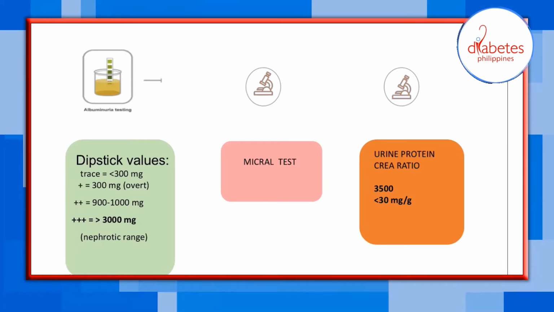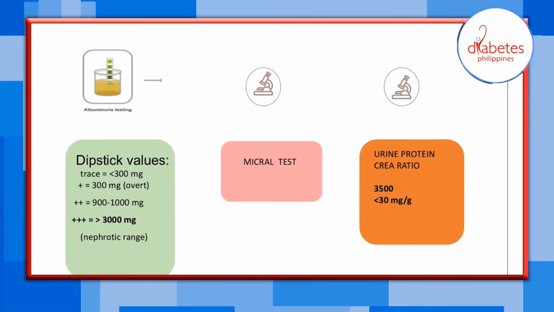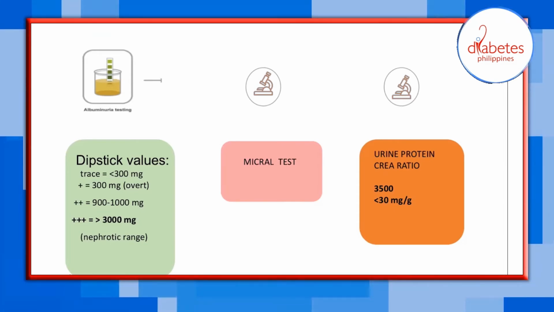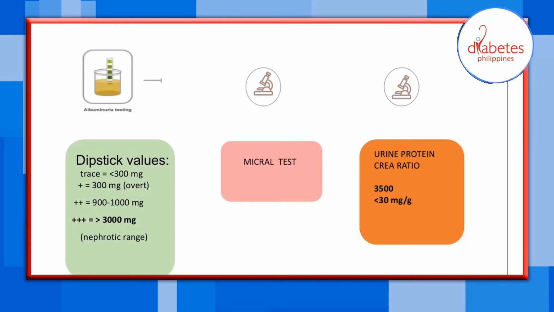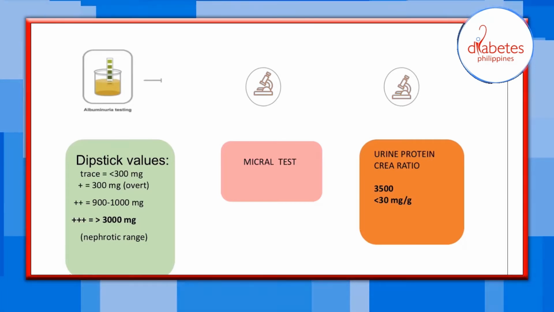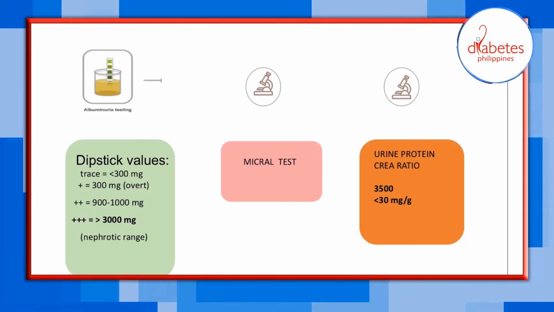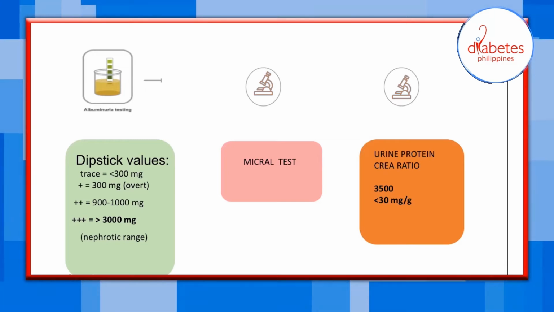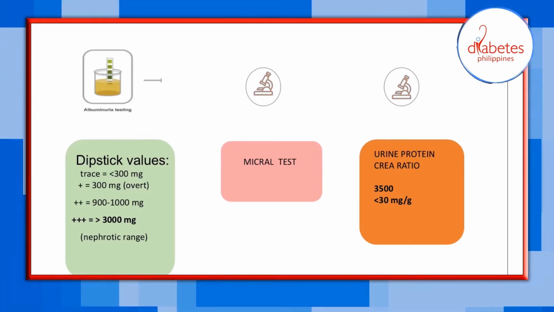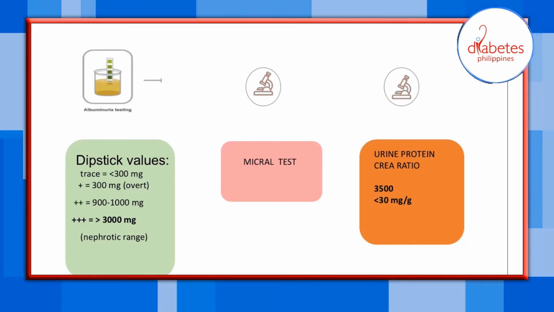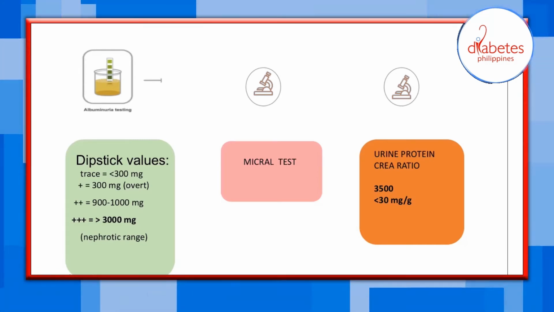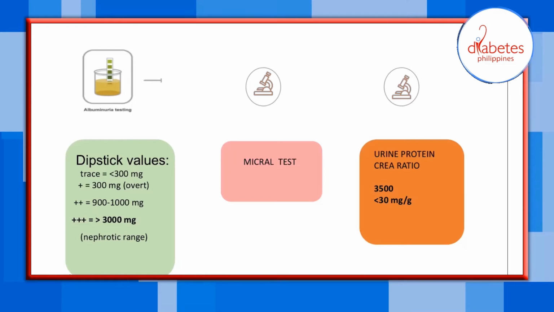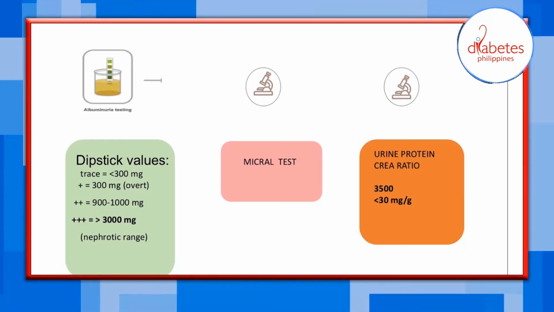For our urine dipstick in the urinalysis, trace is equivalent to less than 300 milligrams. A plus 1 is equivalent to 300 milligram, which is overt. A plus 2 is equivalent to 900 to 1,000 milligram, while a plus 3 is equal to greater than 3,000 milligram, which is actually a nephrotic range proteinuria. For our patient, his urine protein in the urinalysis is plus 3, so it's nephrotic range proteinuria. That's the reason why we requested a urine protein creatinine ratio, which is a more quantitative way to measure the amount of protein in the urine. And the result for our patient is 3.5, which is nephrotic range.